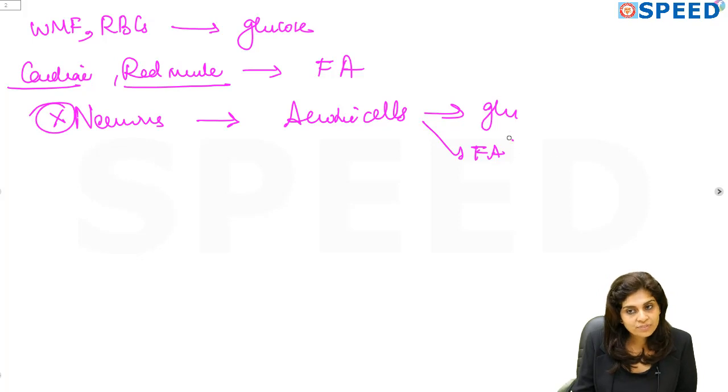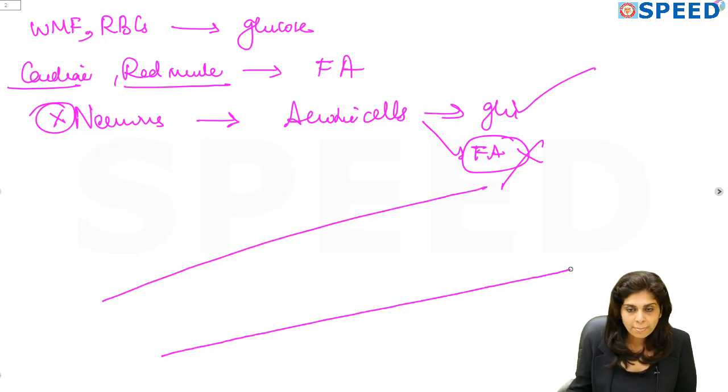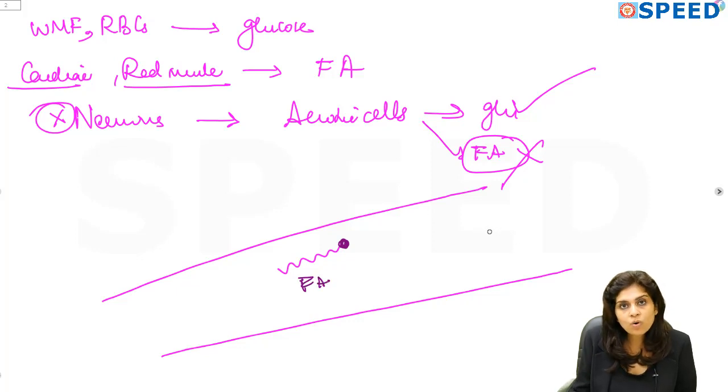Though they can use fatty acid, they don't use fatty acid. Instead, they use only glucose. The reason is, in your circulation, fatty acids never stay alone. Fatty acid is conjugated with albumin. For the simple reason that all these fatty acids are non-polar and your circulation is water basically.